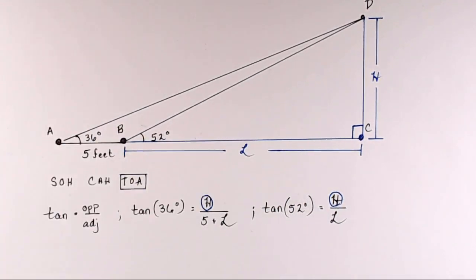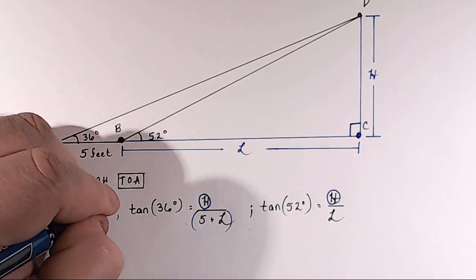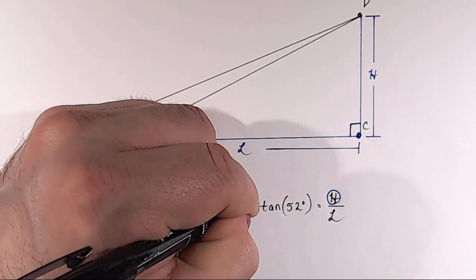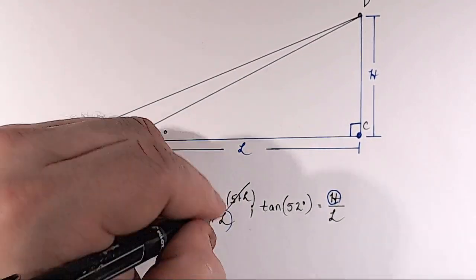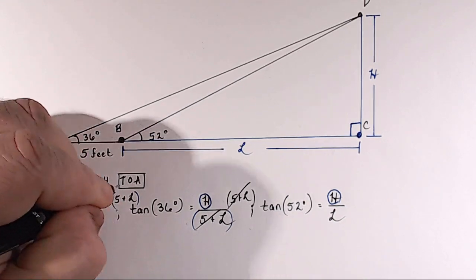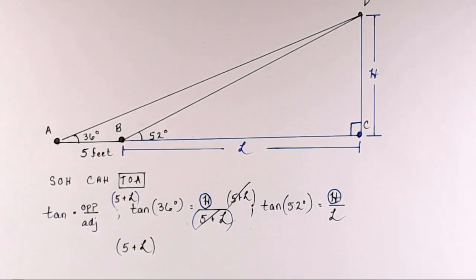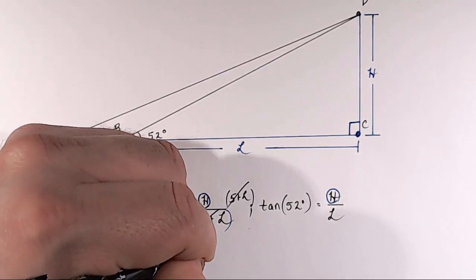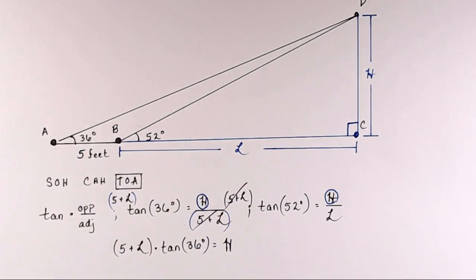So in order to do that, my first step for this equation right here is to multiply both sides by 5 plus L. Okay, 5 plus L and 5 plus L. On the right-hand side, 5 plus L cancels out in the numerator and denominator, and I'm left on the left-hand side with 5 plus L in parentheses, multiplied by tan of 36 degrees equals h. Okay?